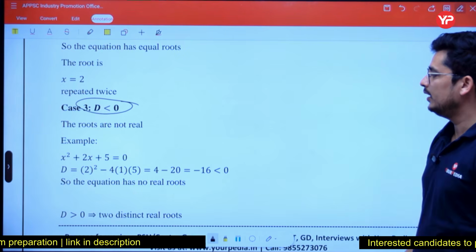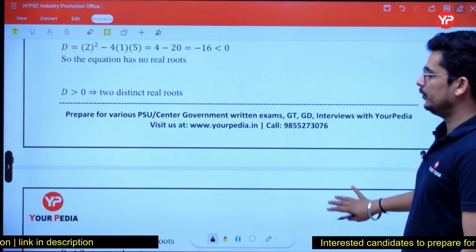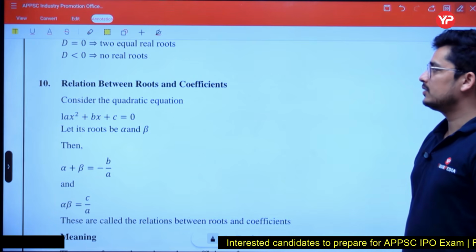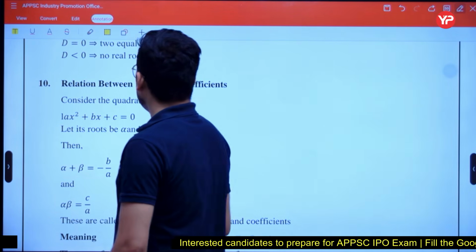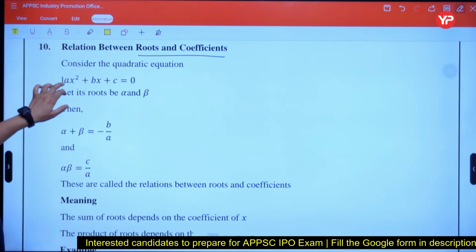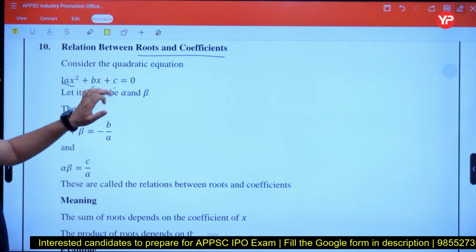Root cannot be real, right? Root cannot be real. So these are the three cases. Another thing that is most important is the relation between root and coefficient, right? Now, you are having an equation ax square plus bx plus c.